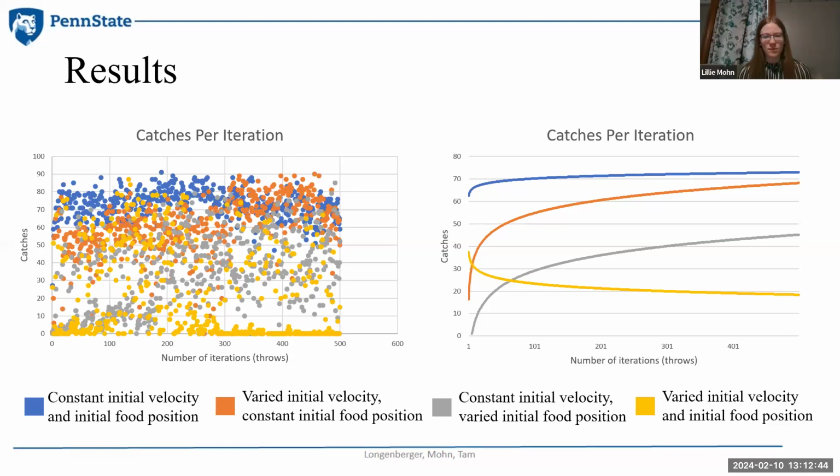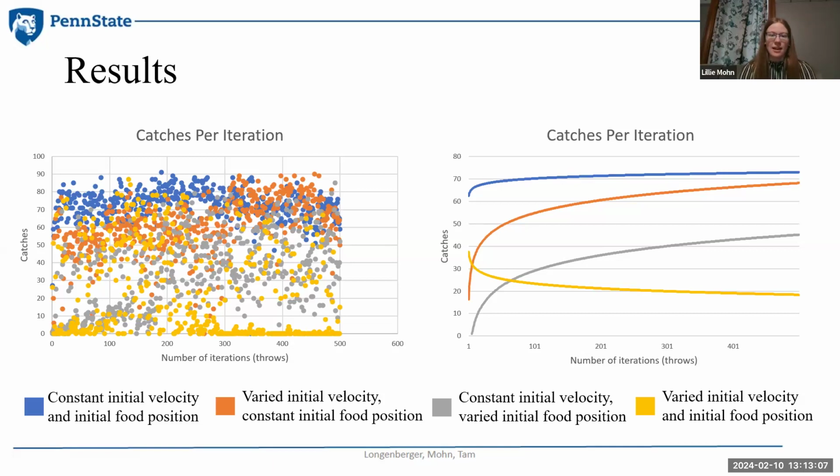So after running multiple simulations, we found that our AI model learns more slowly when we change more variables. In this graph, each simulation is a different color. On the x-axis, we have the number of iterations, and then on the y-axis is how many catches.